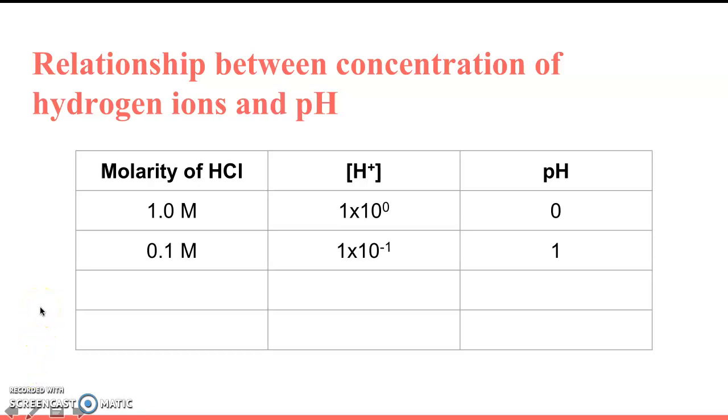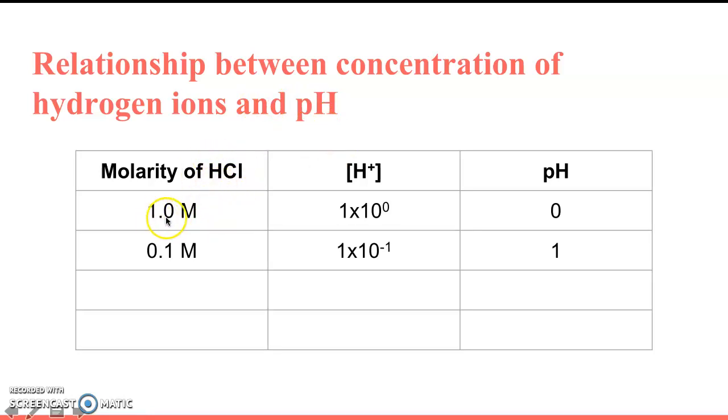What I would like you to do is pause the video and actually copy down this chart before I start explaining it. As you can see, this chart shows the relationship between the concentration of hydrogen ions, concentration of H+, and pH. So all of this is based on HCl, hydrochloric acid. When we have 1 molar hydrochloric acid, it's going to completely ionize, we're talking about a strong acid, into 1 molar H+ ions in solution.